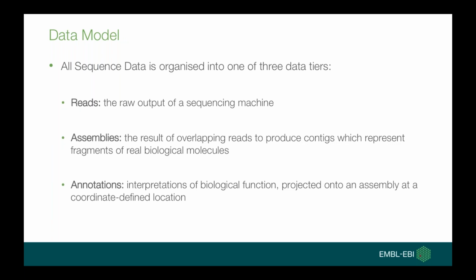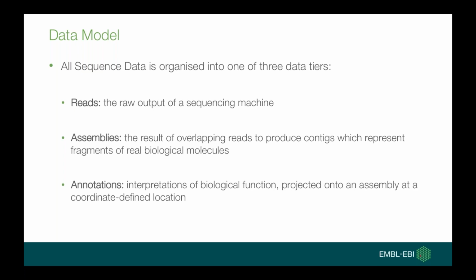So with that out of the way, let's talk a little bit about how we organize sequence data. This is our data model, and understanding this is quite useful for understanding how you're going to make your own submission. So basically, we organize all sequence data into one of three tiers. So at the bottom, you have reads, and this is the raw output of a sequencing machine. So this would typically be something like a FASTQ file or maybe a BAM.